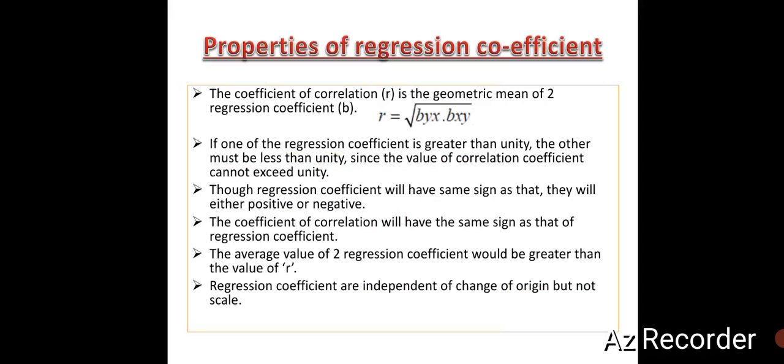Now there are certain properties of regression coefficient. The coefficient of correlation is the geometric mean of the two regression coefficients, which is r equals under root byx into bxy. If one of the regression coefficients is greater than unity, the other should be less than unity. Like if byx is more than 1, then bxy should be less than 1, right? The regression coefficients will have the same sign, either positive or negative, right? The coefficient of correlation will have the same sign as that of the regression coefficients, and the average value of the two regression coefficients would be greater than the value of r.